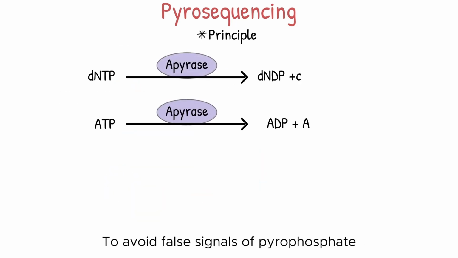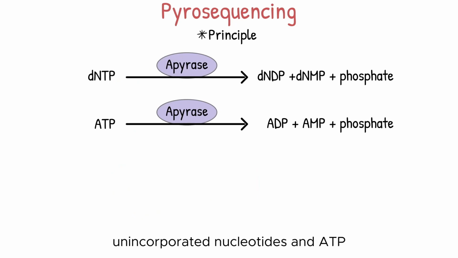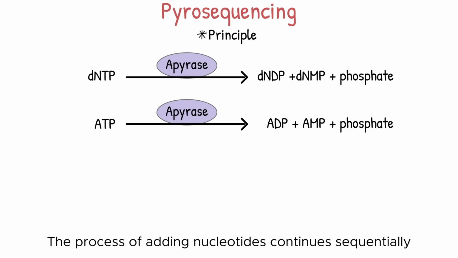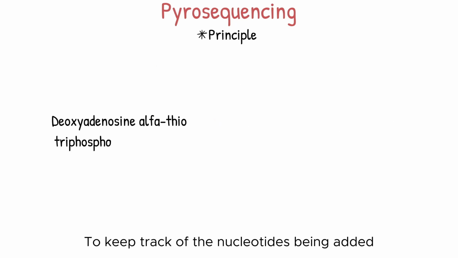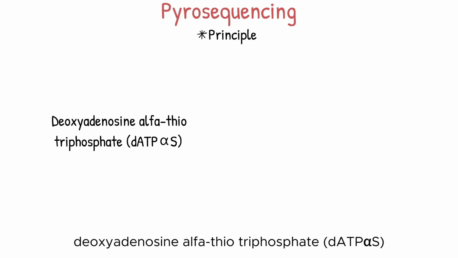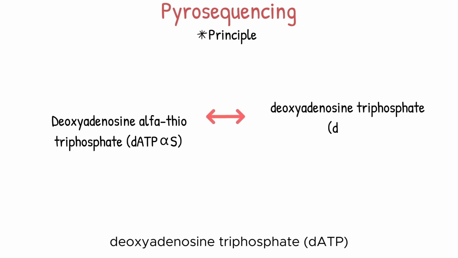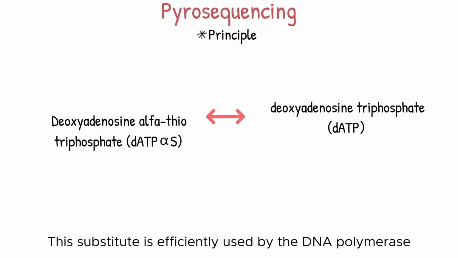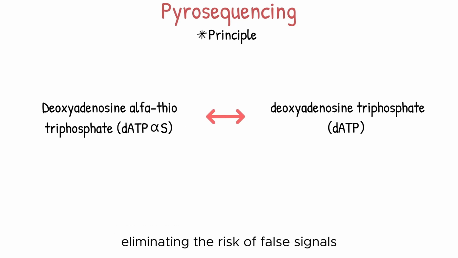To avoid false signals of pyrophosphate, an enzyme called apyrase continuously degrades unincorporated nucleotides and ATP. Once the degradation process is complete, another nucleotide is added. The process of adding nucleotides continues sequentially until we get the desired DNA sequence. To keep track of the nucleotides being added, a substitute molecule called deoxyadenosine alpha thiotriphosphate, or dATP alpha S, is used instead of natural deoxyadenosine triphosphate, or dATP. This substitute is efficiently used by the DNA polymerase but not recognized by luciferase, eliminating the risk of false signals.